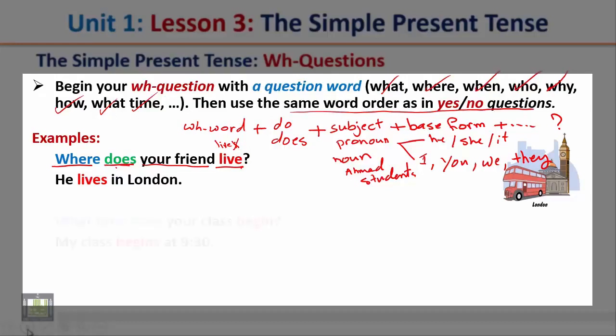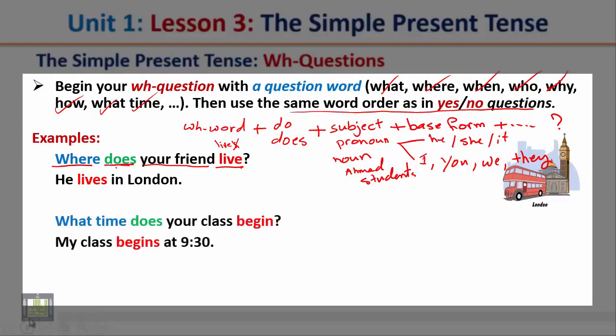Another example. What time does your class begin? The question word here is what time, followed by the verb does, followed by the subject, a singular noun, followed by the base form of the verb. So again, notice here that whenever we use does, we need to delete the s. We cannot say begins. No, this is incorrect. The answer, my class begins at 9:30.